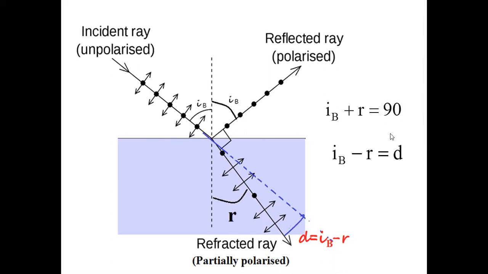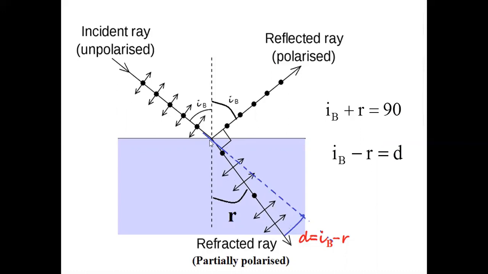And one more extra formula you have to add. What does Brewster's law say? When a ray of light is incident at the polarizing angle IB, reflected light is completely polarized, but refracted light is partially polarized. You can see that there are few vibrations in the plane perpendicular to this screen, the screen of the mobile or the laptop that you are using.